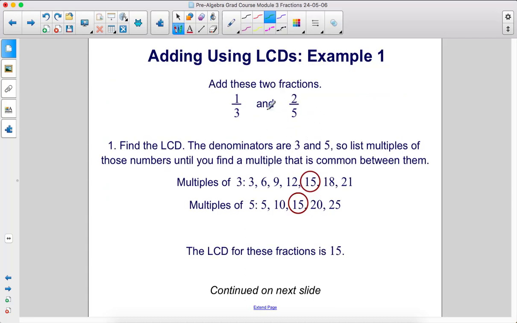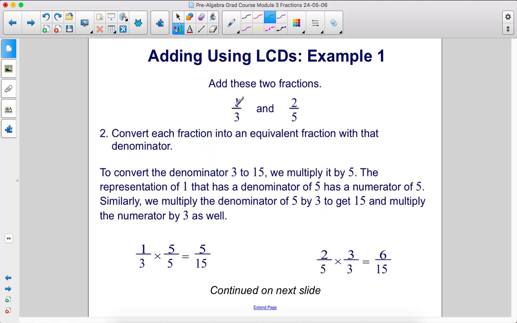Here's the first problem. Add these two fractions, 1 over 3 and 2 over 5. You can see the denominators are not the same. We need to find the lowest common denominator. So we need to find multiples of those numbers until we find the lowest one. Multiples of 3 include 3 times 1, times 2, times 3, times 4, times 5, and so on. Multiples of 5: 5 times 1, times 2, times 3. And you can see that 15 is the lowest number that's in both lists. Therefore, the lowest common denominator for these fractions is 15.